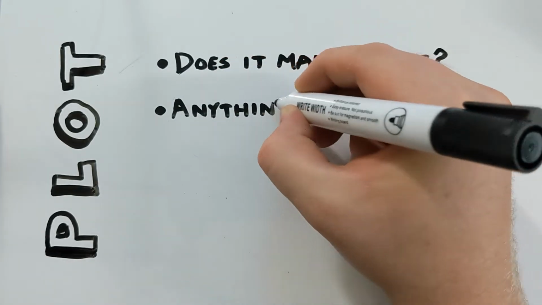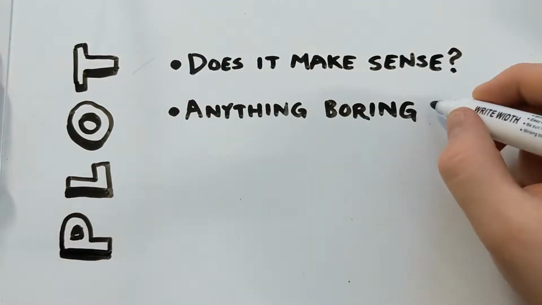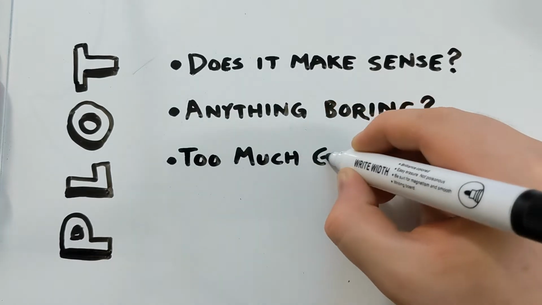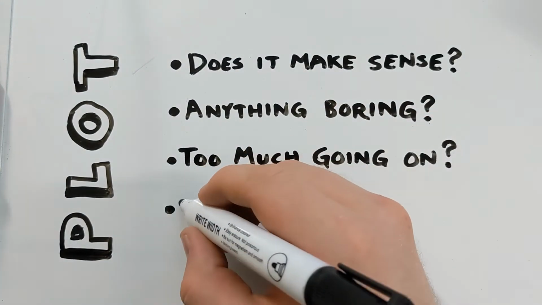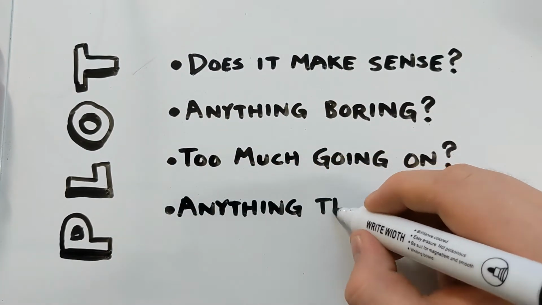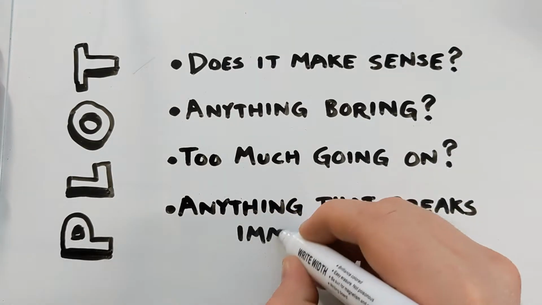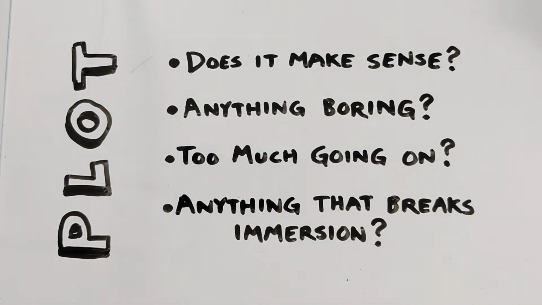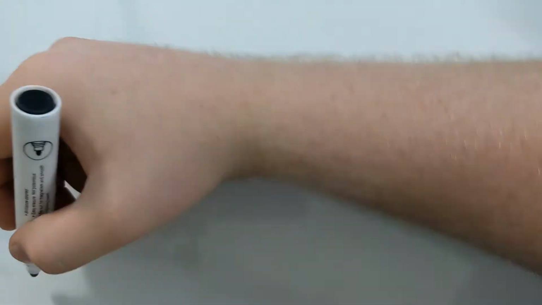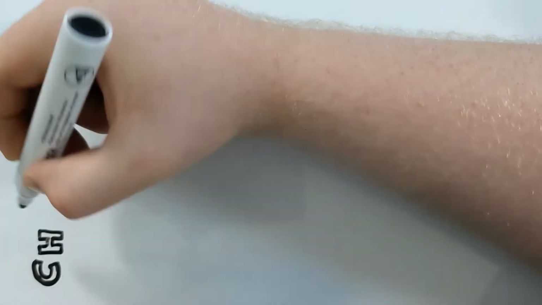If there's a part where you got bored reading it, write that down. If there's a part where there's so much going on, things are happening way too fast, you can't keep up, write that down. If at any point something in the story breaks your immersion or halts your enjoyment of the story, write it down. Another thing to pay attention to while reading is character.